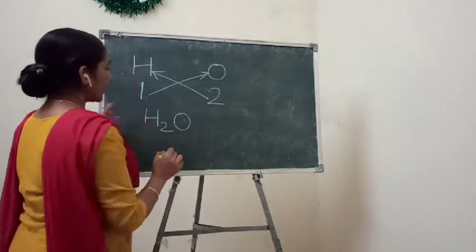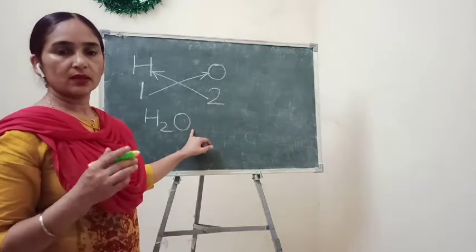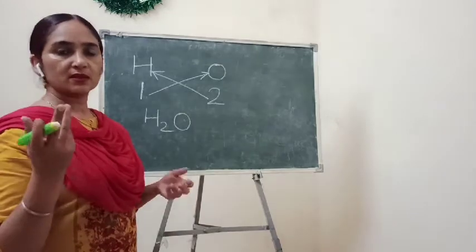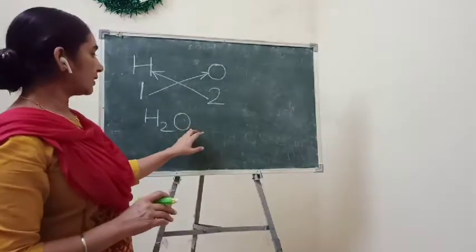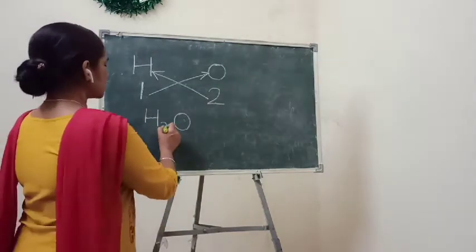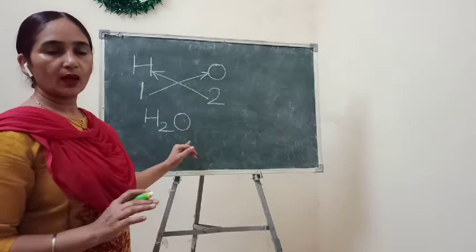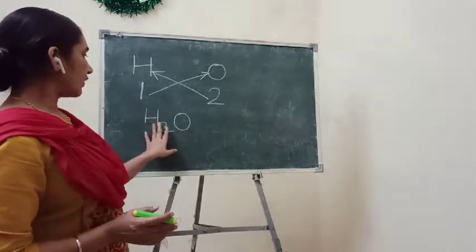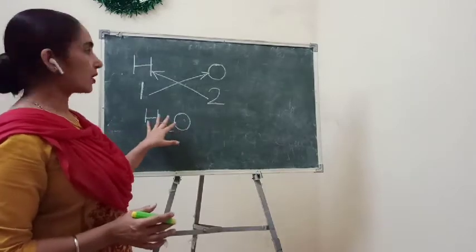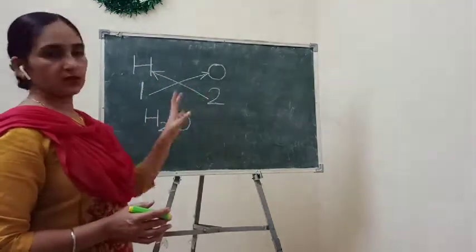But if anything is 1, we should not write 1 here, because it is understood that if we write a single O, that means it is 1 only. So no need to mention 1 here. That's why its formula is H2O. I think you understood why the water formula is H2O, because of the valency of hydrogen and oxygen.